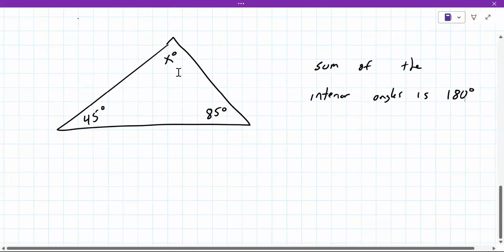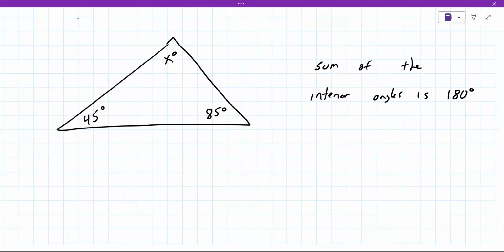9 plus 9 plus 9 does? No, the 45, the 85, and the X. Wait, I'm looking at the book. Is this? No, I'm just making up a problem to kind of just start.